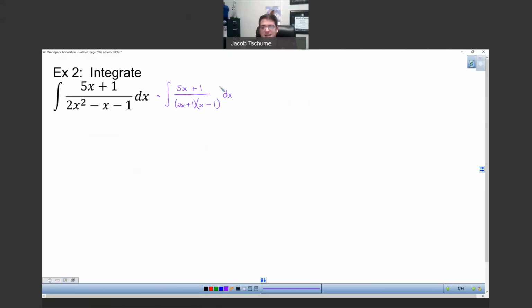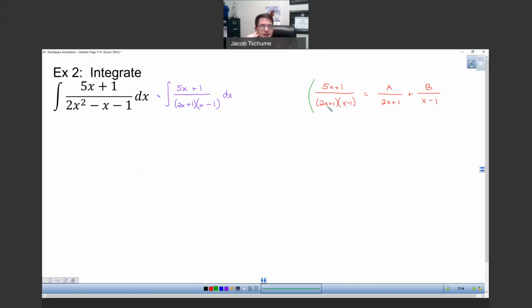Once again, I need to now break this fraction down into simpler fractions that can be integrated. So I'm going to take 5x plus 1 over 2x plus 1 and x minus 1. Now, both of those are linear factors, and they are both different, so they each have to get their own fraction. So my first fraction will have a 2x plus 1 on the bottom. My second fraction will have an x minus 1. And since they're linear, we just put an unknown constant on the top of each one.